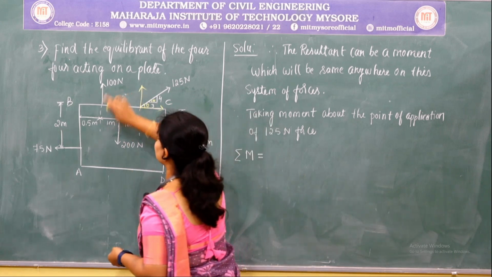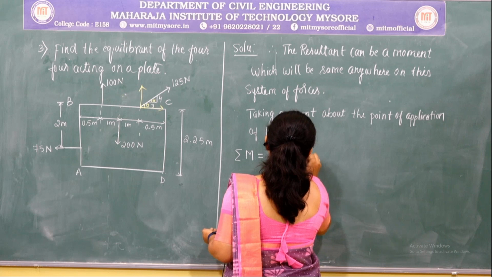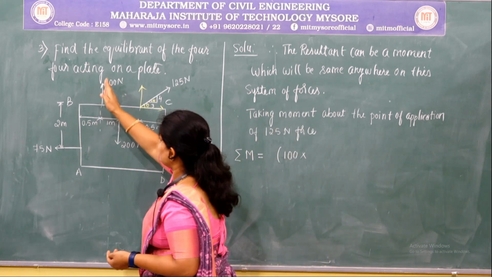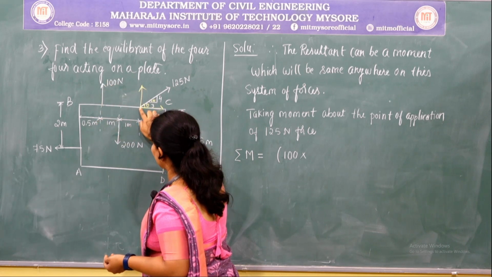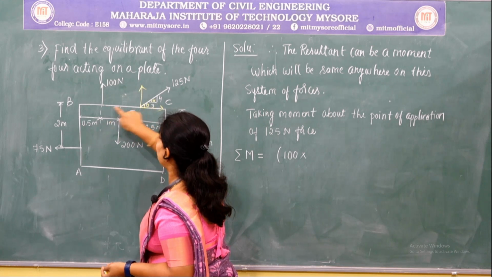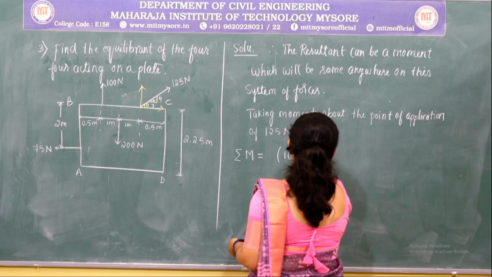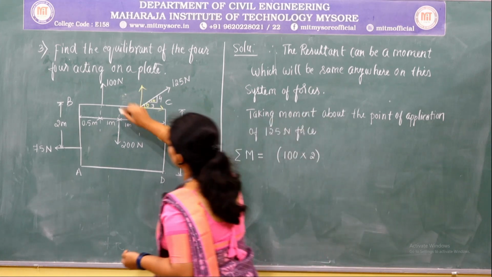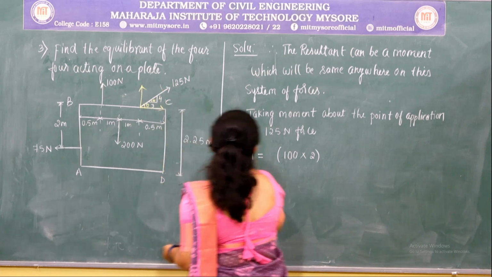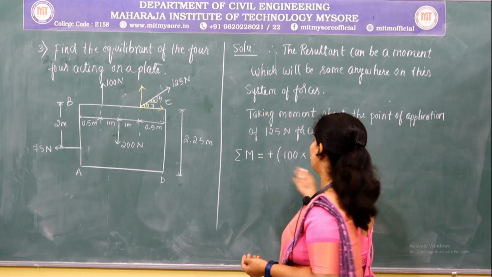Next, let us consider this 100 Newton force, that is 100 multiplied by the perpendicular distance between the line of action of the force and the point. So this is the point where we are finding the moment. So the perpendicular distance between these two is 2 meters, and this force is going to produce a clockwise moment about that point. So that's why it is positive.